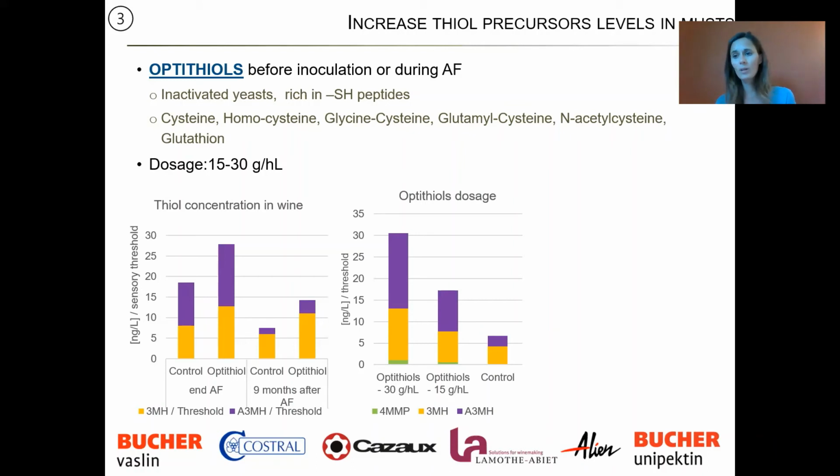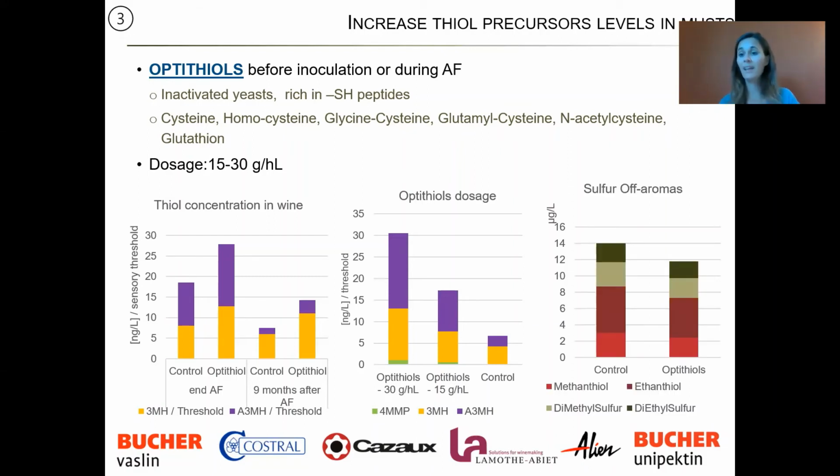We really look at the formulation to focus on cysteine and cysteine derivatives to boost the yeast to produce thiolic compounds and not reductive aromas. You can see here that we look at the sulfur off-aromas, and basically in this trial the Optithiol is actually having less sulfur off-aromas than the control at the end of the fermentation, but this is to say that basically you don't produce more.